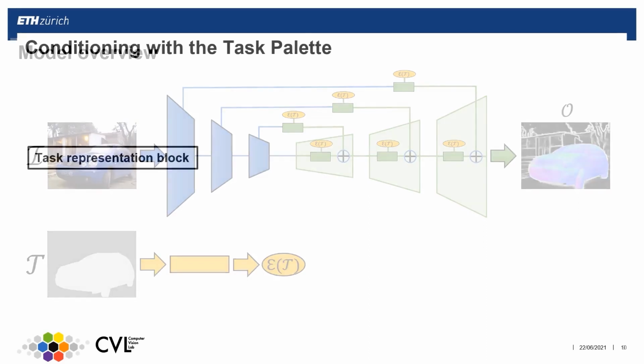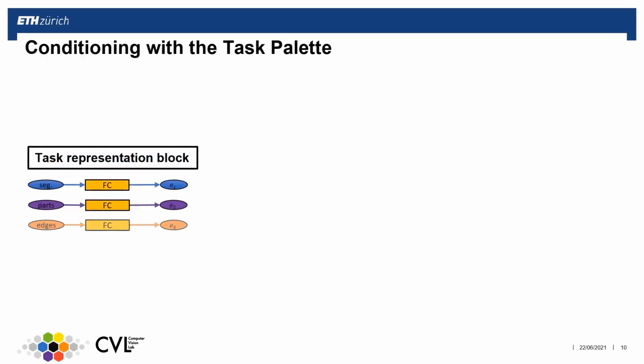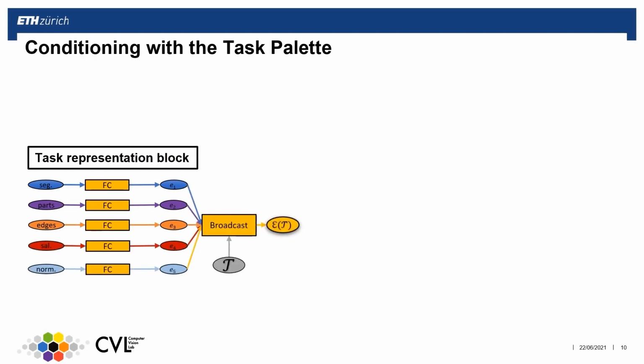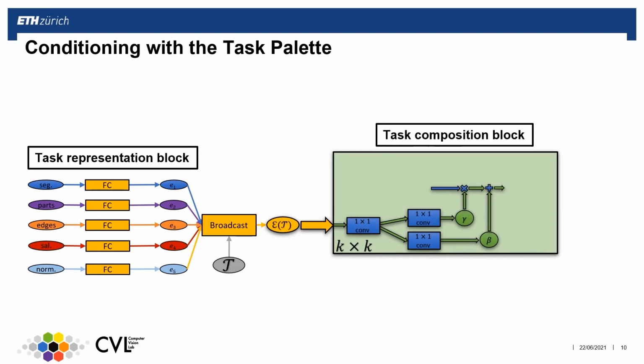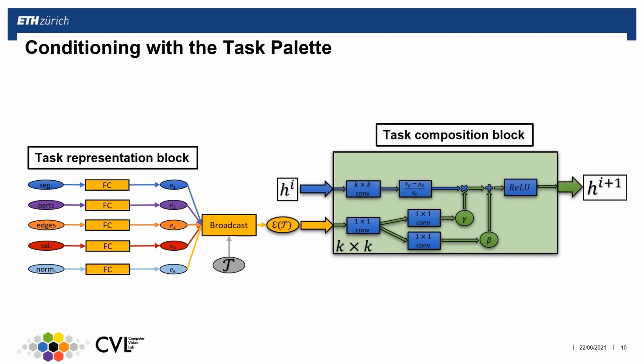The task representation block embeds the palette by passing the code of each distinct task through a fully connected network independently. It then broadcasts these individual task embeddings with respect to the palette. The task composition block passes the embedded palette through one-to-one convolutions to obtain per pixel affine transformation parameters. Therefore, the complete conditioning is achieved by applying per pixel affine transformations in these blocks. The features are first normalized just like in batch norm. A similar approach has already been used in conditional GANs.